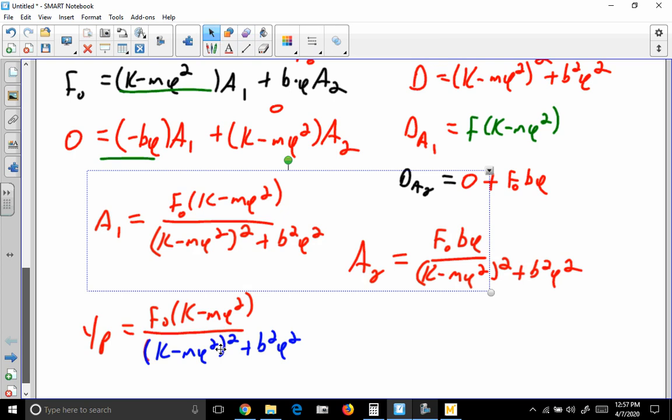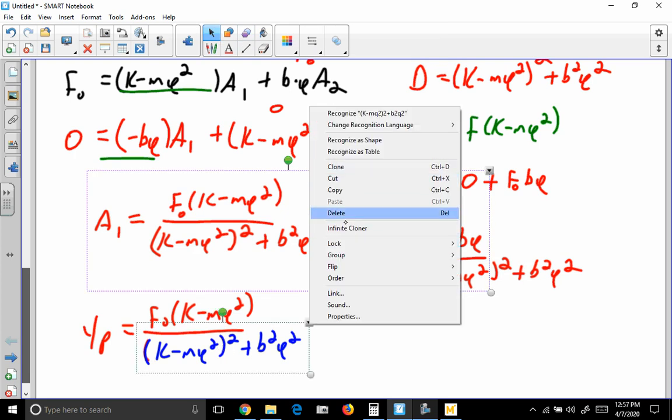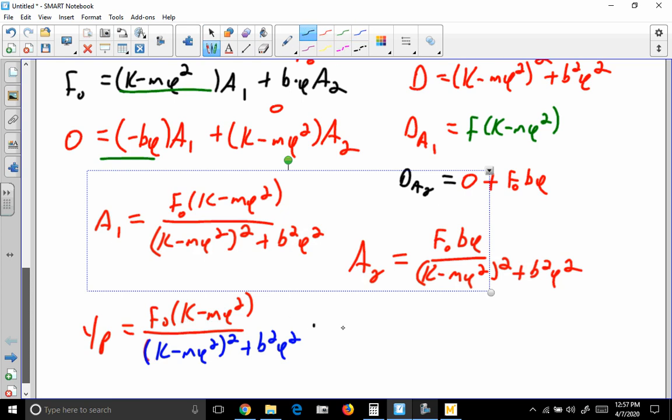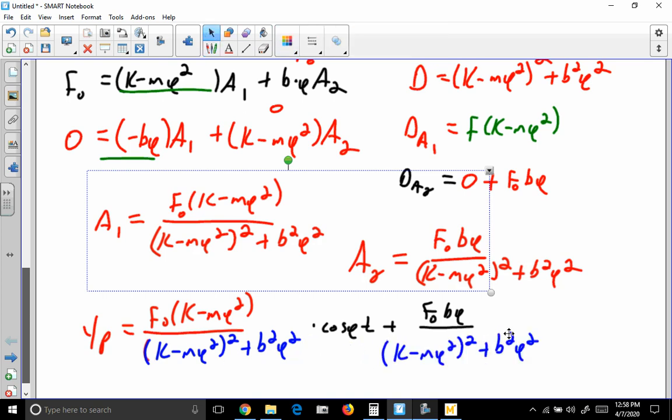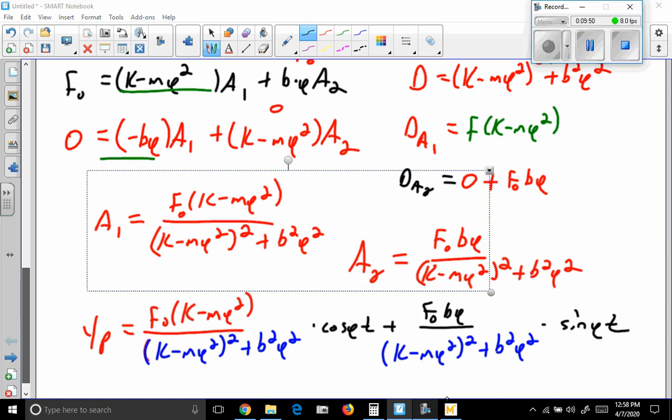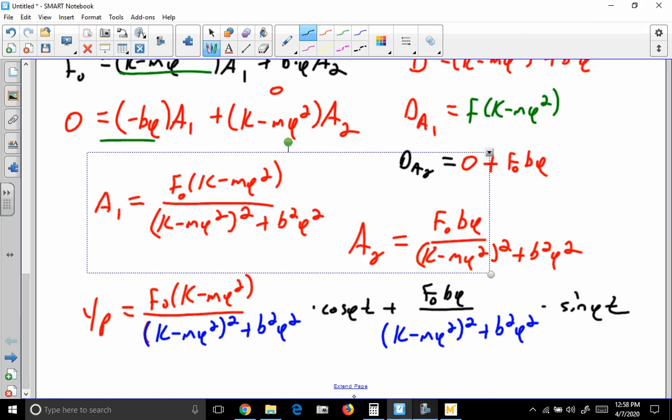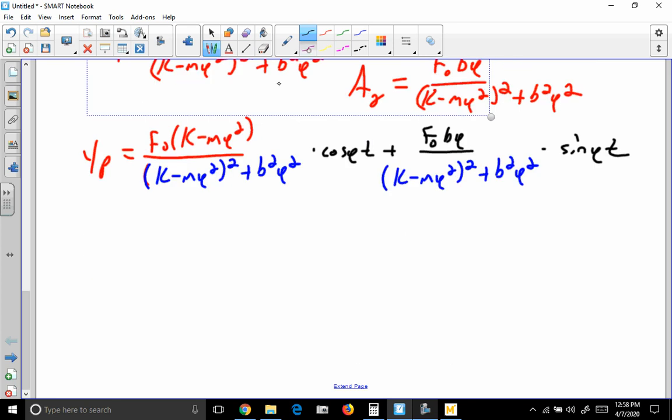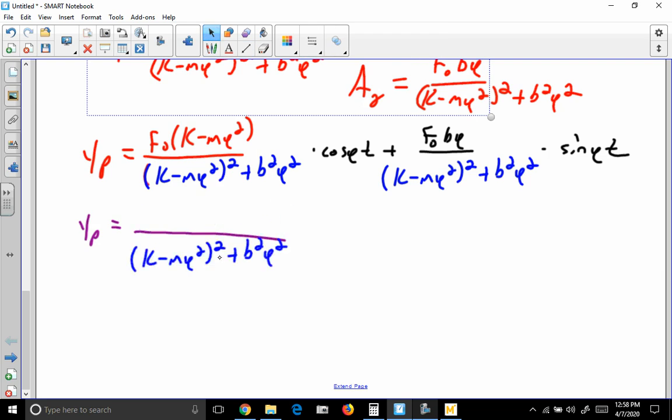So we have that times cosine gamma t, and then we have the other one, f0 b gamma over the same denominator, and that's the coefficient of sine gamma t. So we have some things in common that we can factor out. So our particular solution, both terms have that and f sub 0.